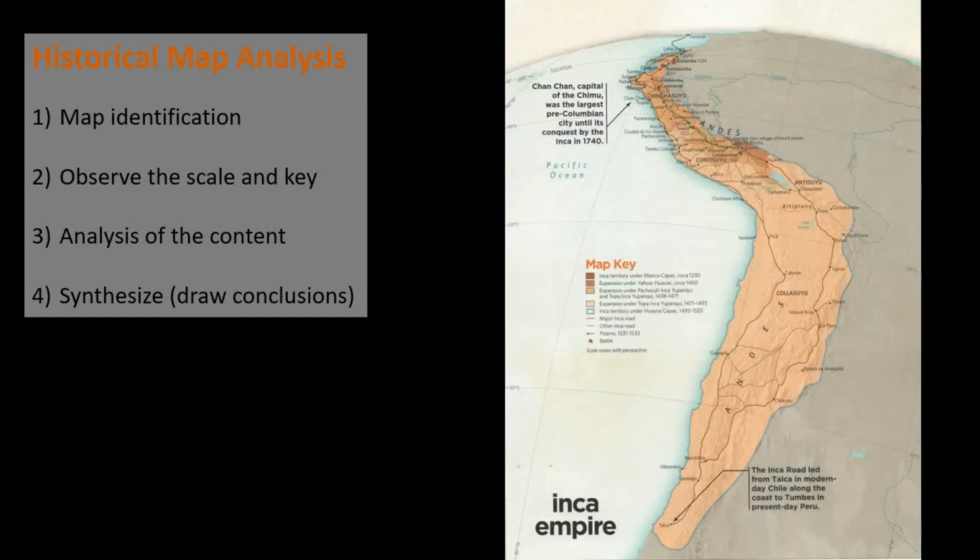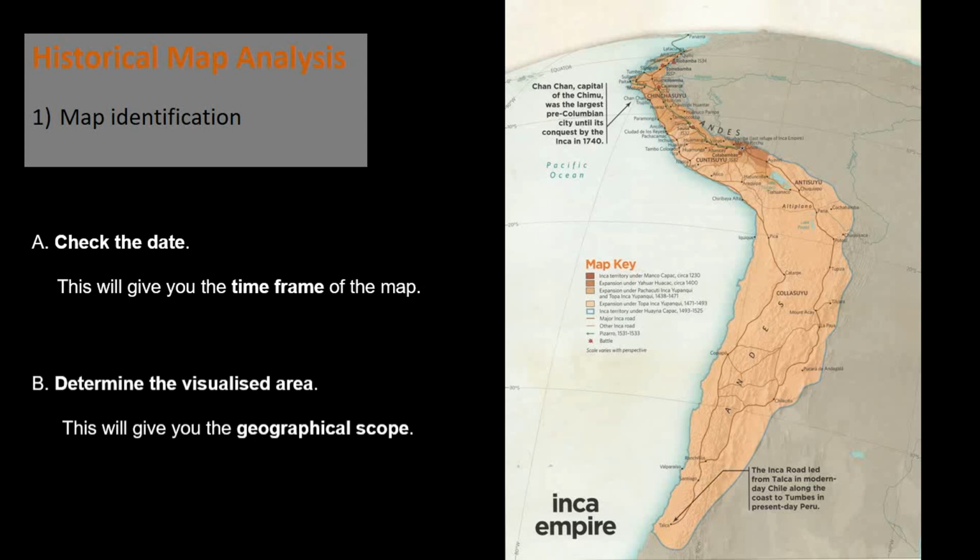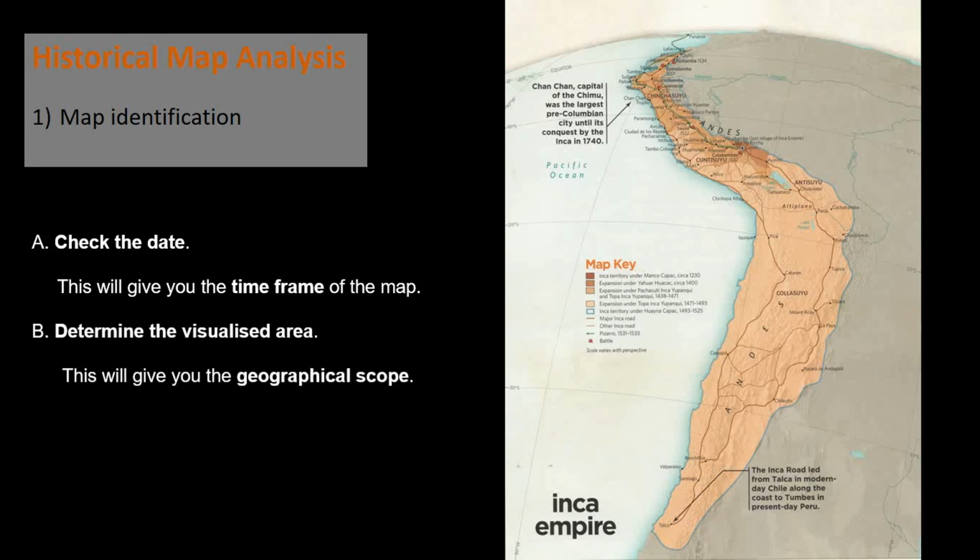Now I chose a map, any random map, to do the exercise. Okay. So step 1, map identification. If you work in an orderly way and you follow the steps, you'll come to a conclusion. First of all, check the date so that we know what the time frame of the event or map is. And then let's also try to find the geographical scope, what part of the world, what area is visualized. The date.